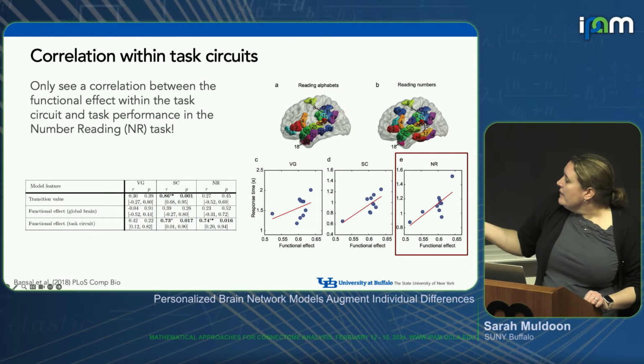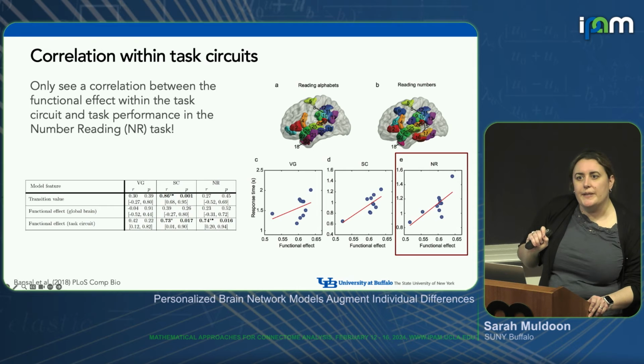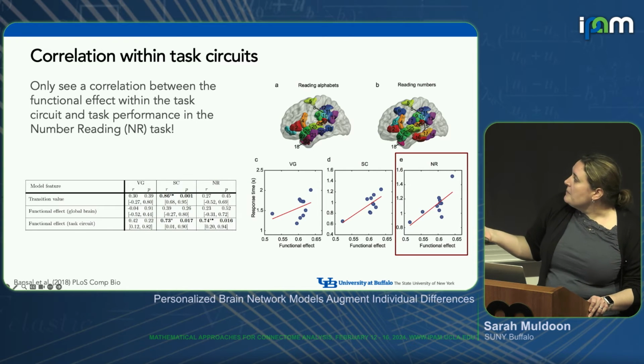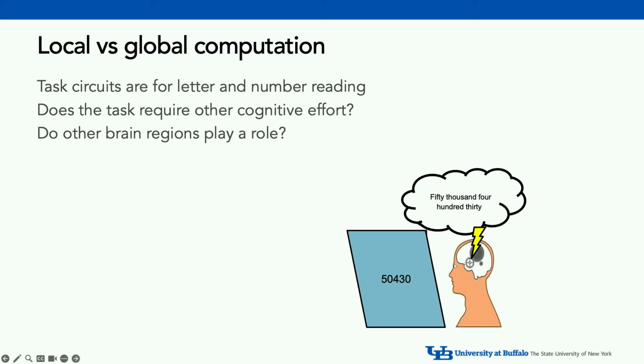So when we did that, and we tried to look at this correlation, we saw an effect if we looked at the number reading task and how synchronization spread through this number reading circuit. Okay? Technically, this one is statistically significant, but there's this outlier that we don't trust. Again, small numbers are a real problem in this study. But in the number reading, if you look at how synchronization spreads through the number reading circuit, there's a correlation with how they did on the task.